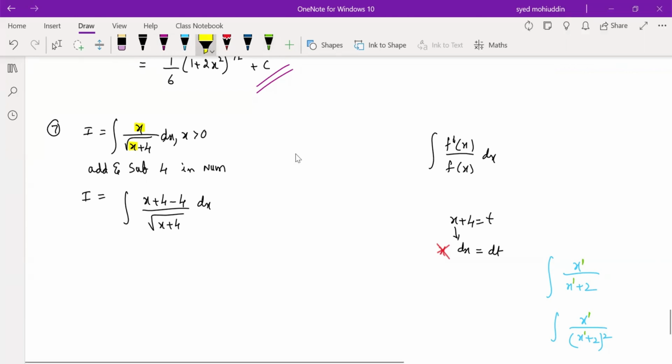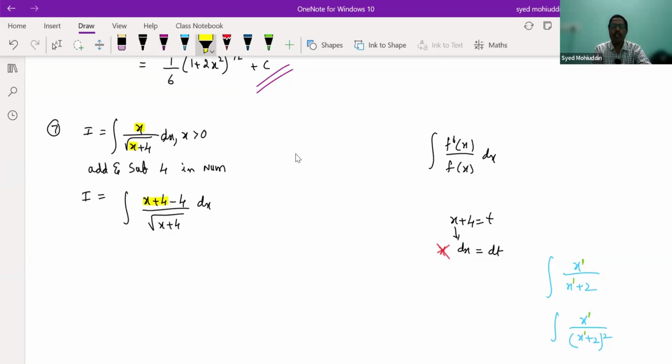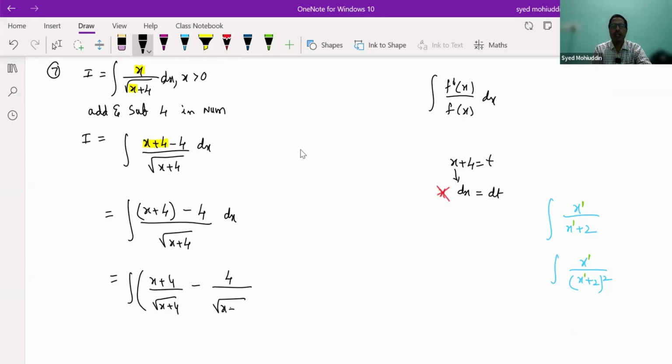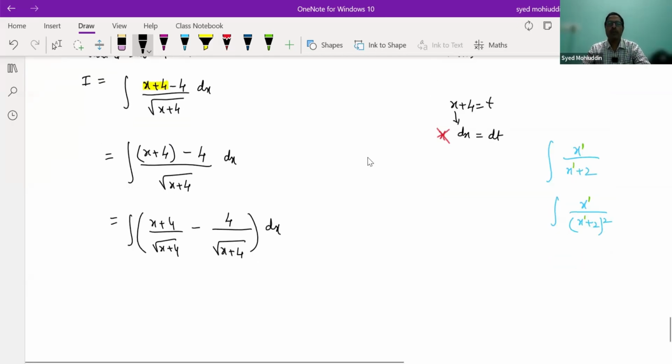Now what I'll try to do is group the first two, and separate that minus 4. So I'm grouping this x plus 4 together, minus of 4 I'm writing separately, divided by root of x plus 4 times dx. Now I'll divide this x plus 4 by root of x plus 4, minus this 4, again divided separately by root of x plus 4 into dx. This is how I've done it.